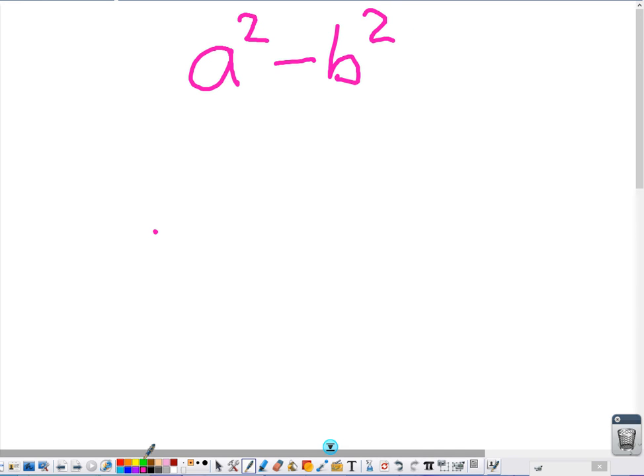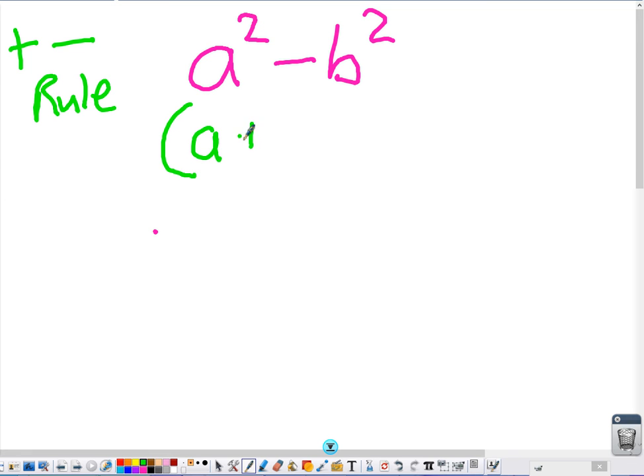And a lot of people call this a difference of squares. I like to call it the plus-minus rule. And the reason I like to call it the plus-minus rule is because this will always factor to a plus b times a minus b. Now, you may be asking, where on earth did that come from? Well, let's check it out.